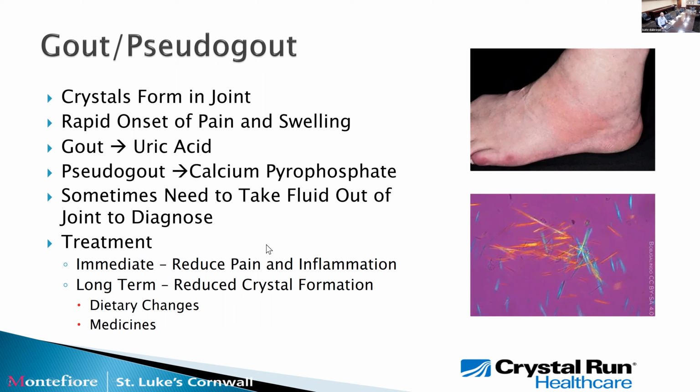The treatment basically in the immediate term is to reduce pain and inflammation. So anti-inflammatory medications, icing, cortisone injections are sometimes helpful for this. And in the long term, the goal is to reduce crystal formation. So there are medications that can help do that. And then dietary changes: certain foods, such as seafood, alcohol, red meat, particularly for gout, can increase the likelihood of getting gout.